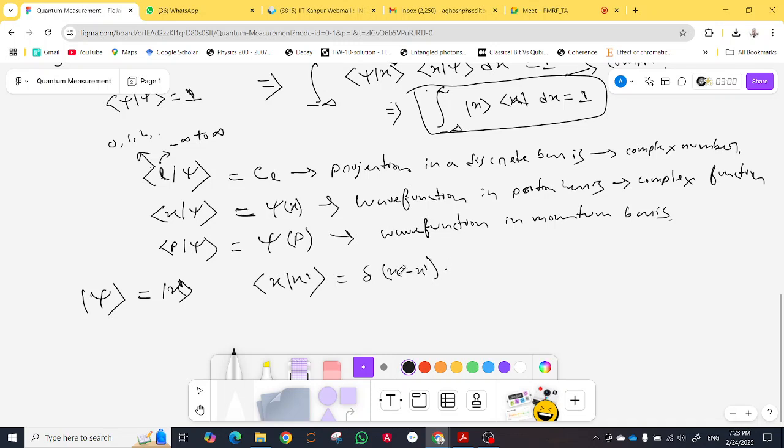So Dirac delta of x minus x prime is nothing but a wave function of the position basis vector. Because here your state is the position basis vector itself, and you are taking the projection on the position basis itself. So that's why it is giving you the Dirac delta. So the Dirac delta of x minus x prime is nothing but the wave function of the position basis vector. So that's the initial part.